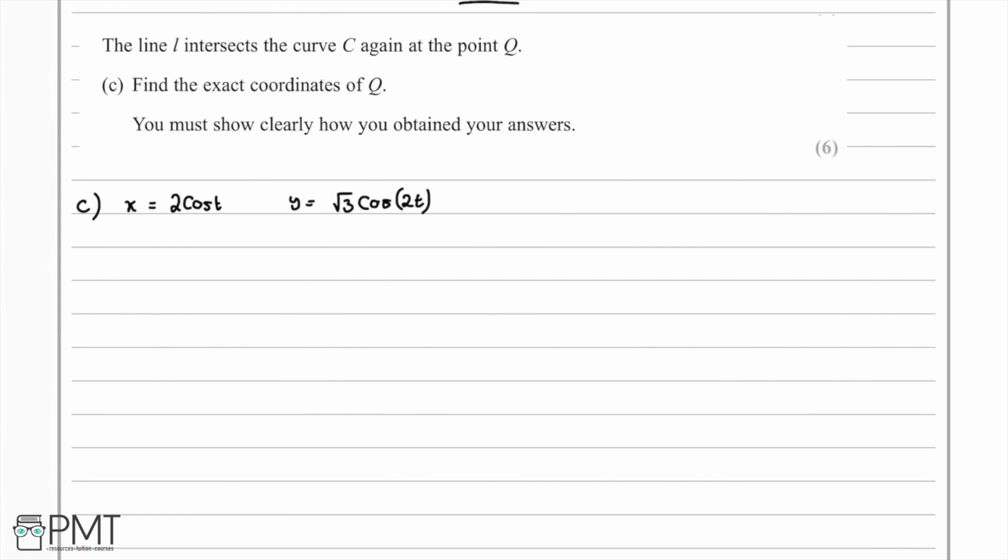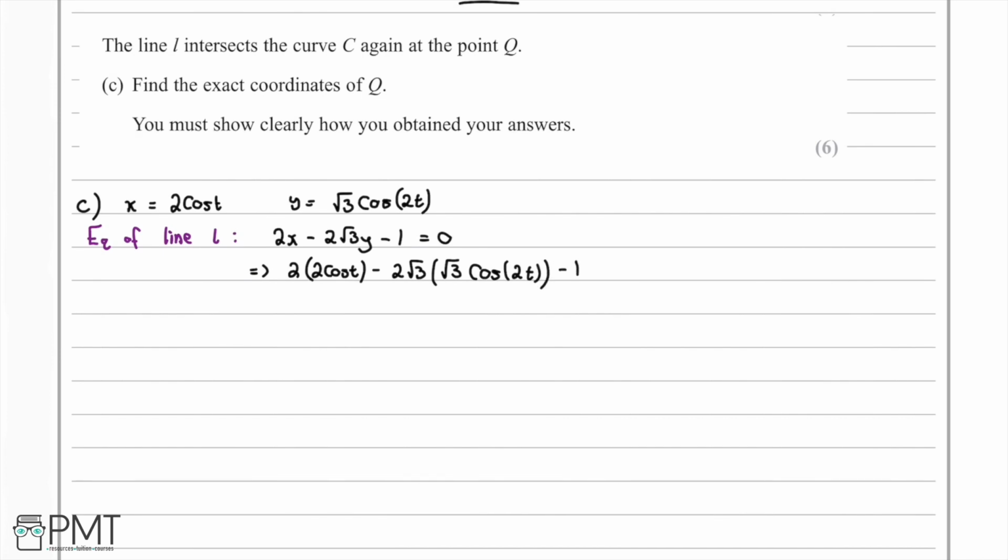So we recall that the equation of line L is 2x minus 2 root 3 multiplied by y minus 1 is equal to 0. So what we'll now do is substitute in x and y into this equation. That leaves us with 2 lots of 2 cos t, and then we subtract 2 root 3 multiplied by root 3 cos 2t, and then we keep our negative 1 on the end there.